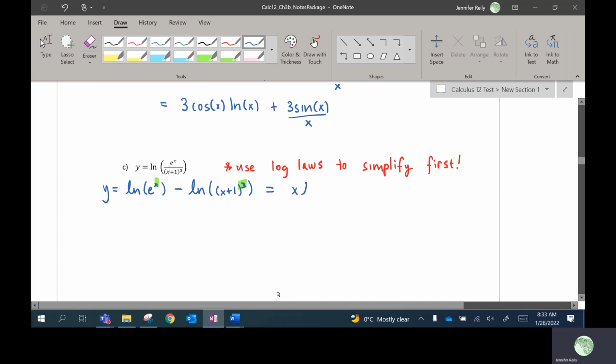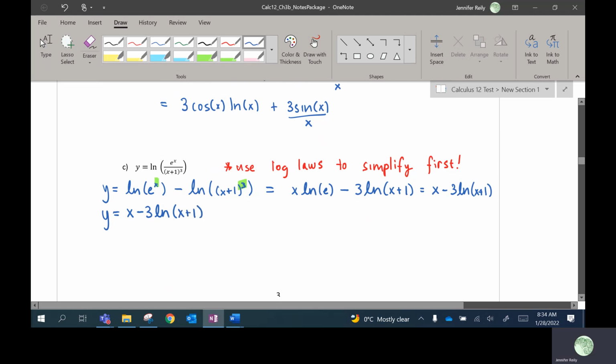So it'll be x ln e minus 3 ln(x + 1). Now, finally, I can make this even simpler because ln of e is actually just 1. Remember, the base for the ln function is e as well. So ln e evaluates to 1. So this would just be x minus 3 ln(x + 1). Look how much simpler that looks compared to the first. So that's the function now that I'm going to take the derivative of, x minus 3 ln(x + 1).